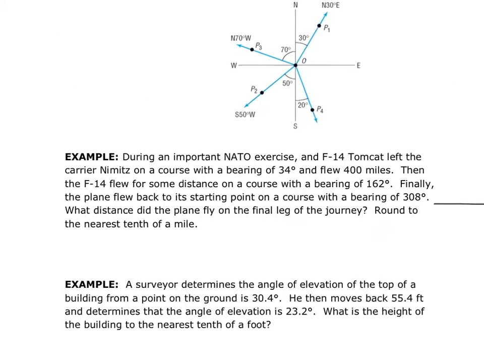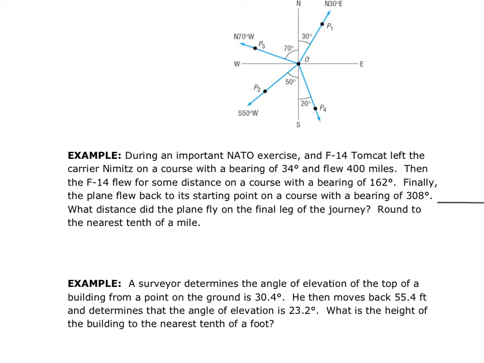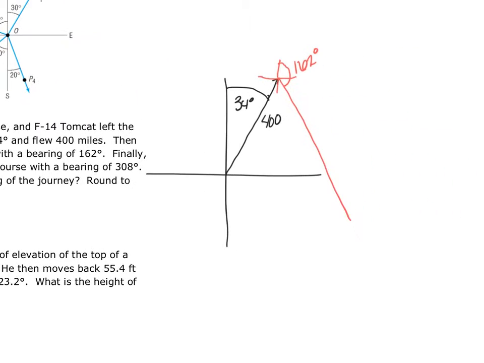And then it says the plane then flew back at 308 degrees for the final leg. So once again, I'm drawing my XY plane so that I can get my bearing again. It was 308 degrees. So from the north, 308 degrees. So somewhere like that. Okay?